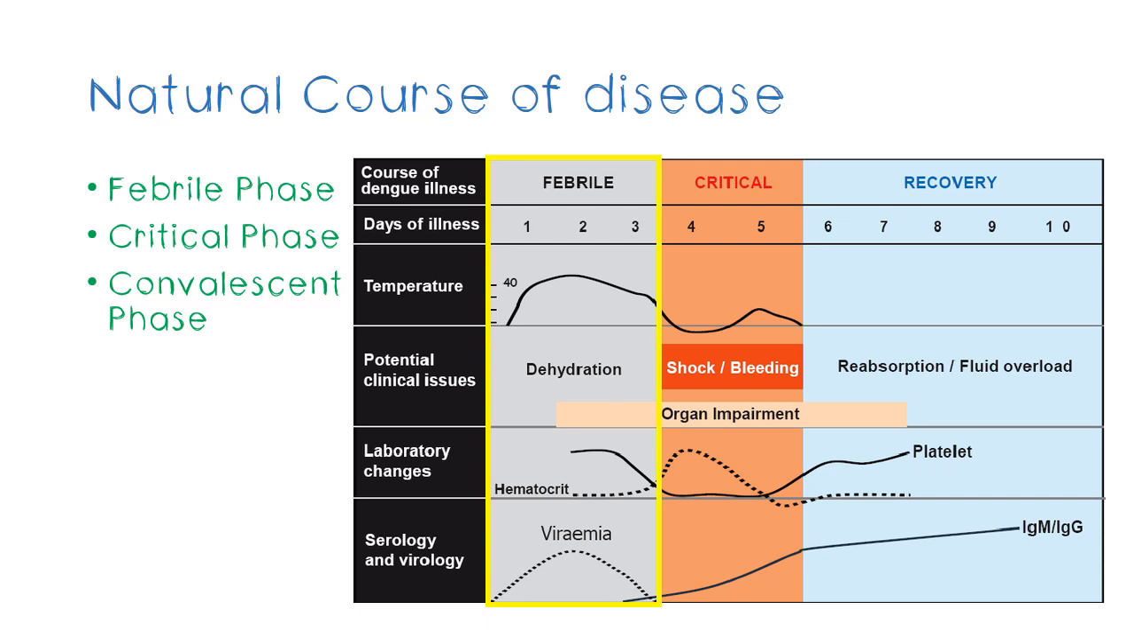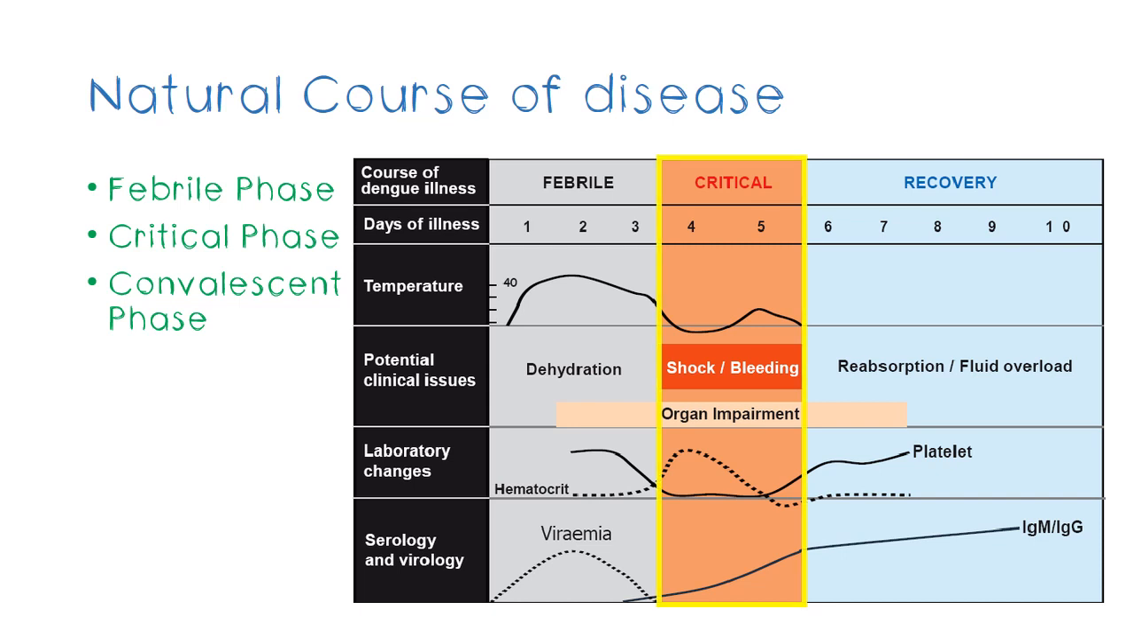In the febrile phase, the patient has high fever, and if the intake is not adequate, the patient can have dehydration. The platelets and WBC count begin to drop, and viremia is evident in this phase, so NS1 antigen can be done up to about 4 days of fever.